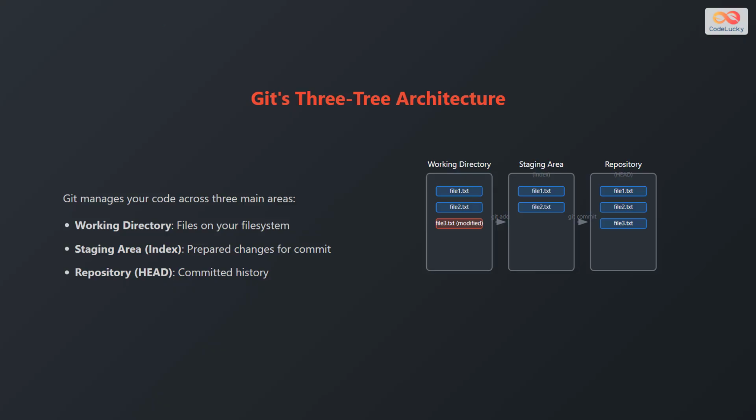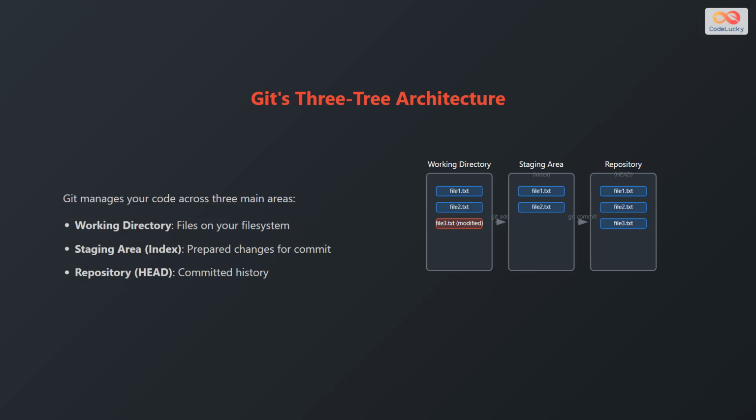Git organizes your code using a three-tree architecture. These trees are the working directory, the staging area, and the repository. The working directory contains the files you're actively editing on your file system. This is where you make changes to your code.